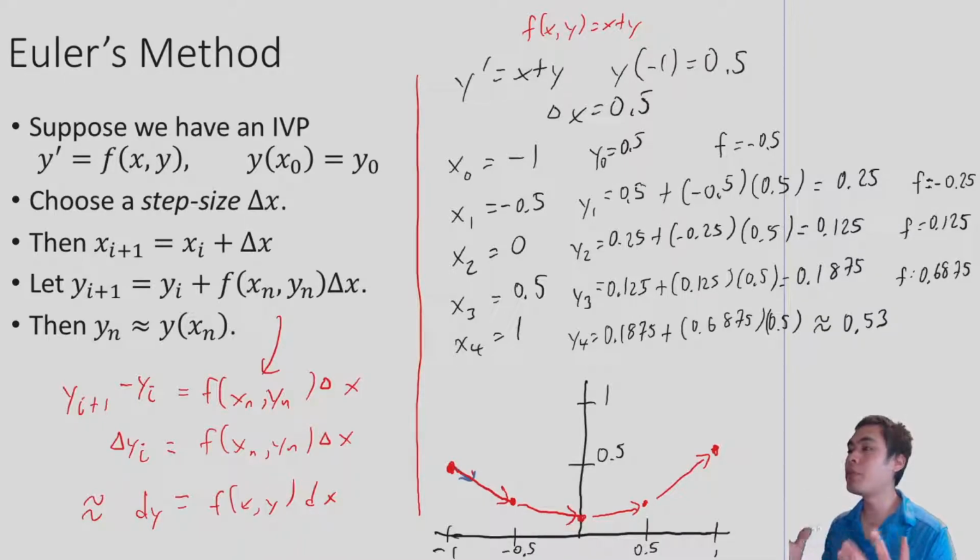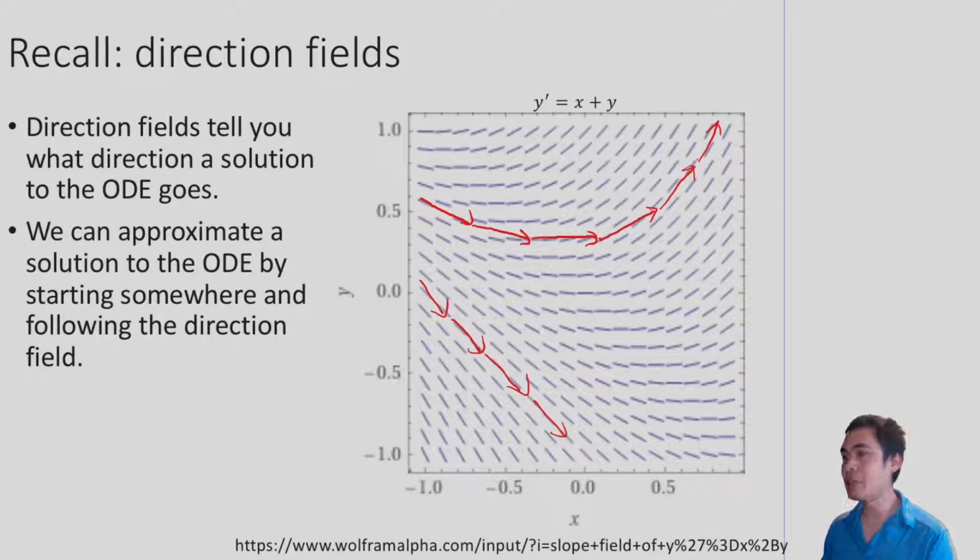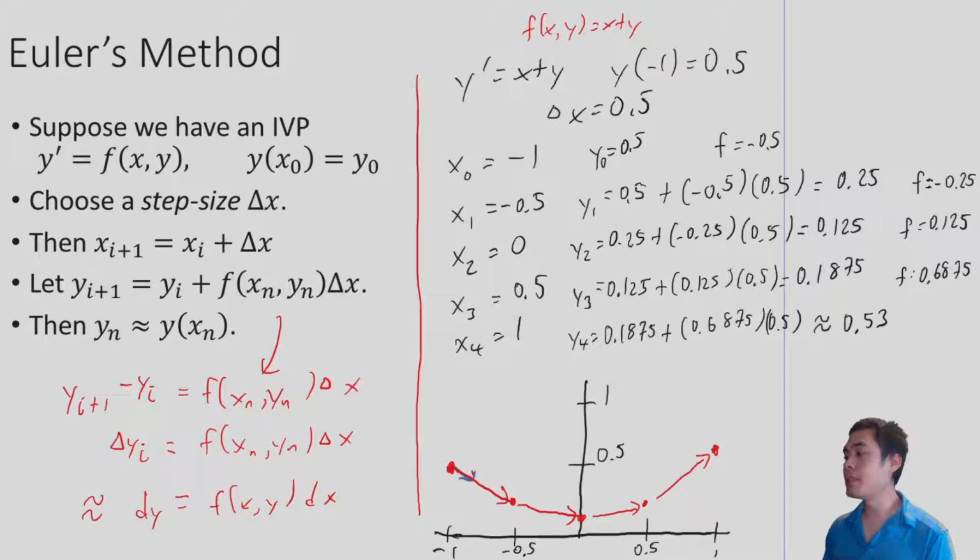Because remember our direction fields, which is what we have here. So in this particular example, we use the computer to compute the direction field at every single point. So then we can just follow it along, right? Now the problem is, how do we compute the direction field? Well, we look at the slope at every point. And the slope is just what y prime is equal to. And so the slope here is x plus y.